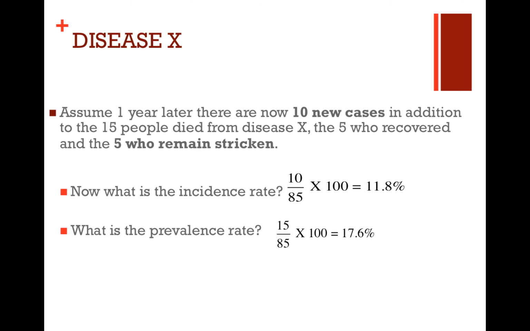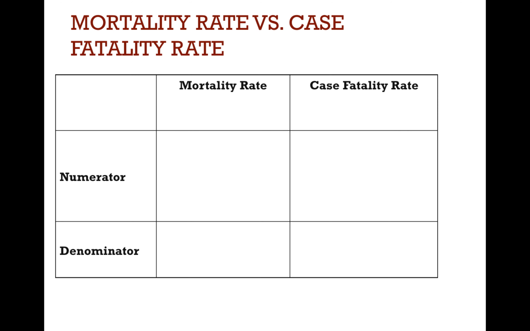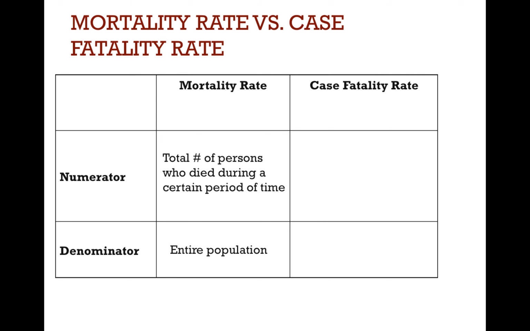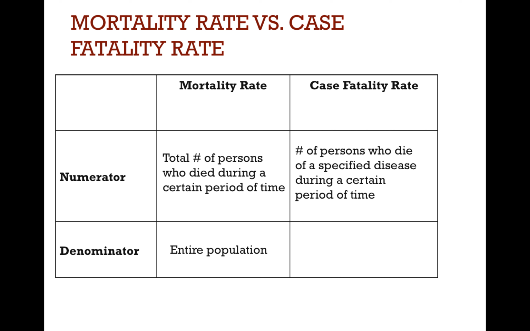So looking at the difference between mortality rate and case fatality rate a different way, your mortality rate, the numerator is the number of people who died during a certain period of time with that disease over the entire population, whereas the case fatality rate is the number of people who die of a specific disease during a certain period of time, divided by the number of people with that disease in that population.